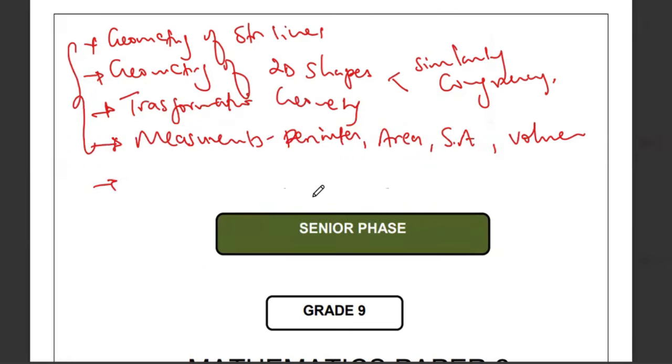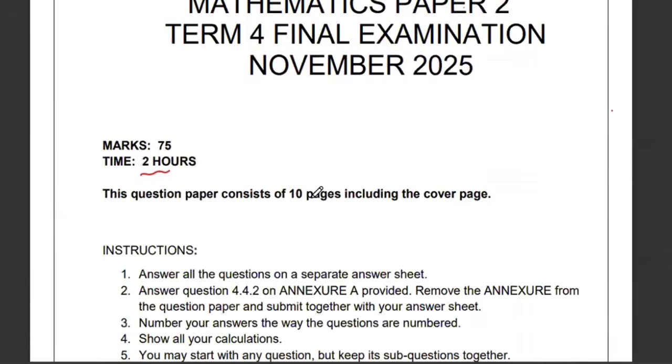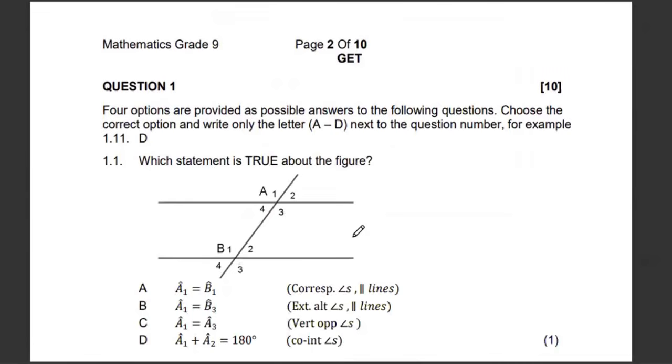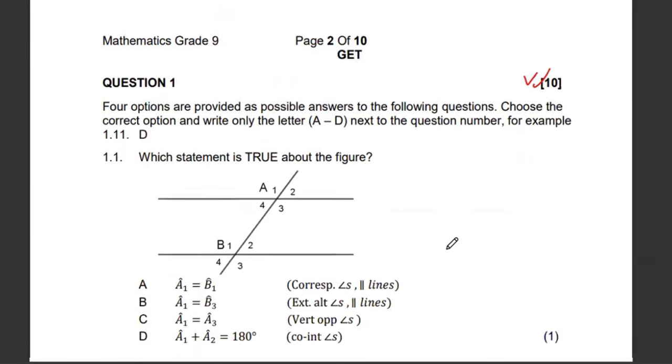Okay, so if we use this paper, they're telling us to answer all the questions on separate answer pages. Answer 4.4.2 on the annexure provided. We need to number the questions the way they are numbered. Show all your workings and write neatly. So we have 10 multiple choice questions. We must choose the correct one.